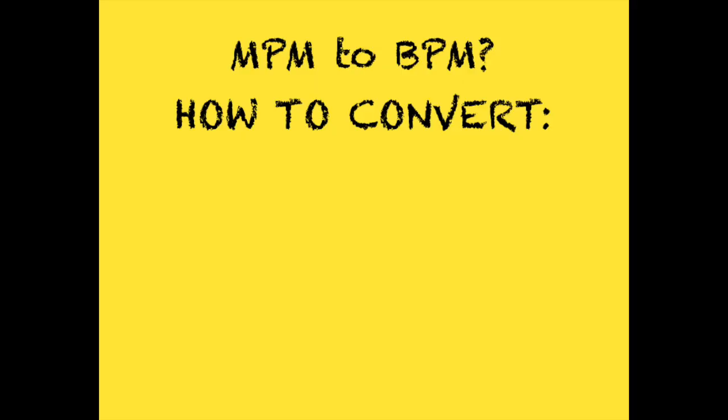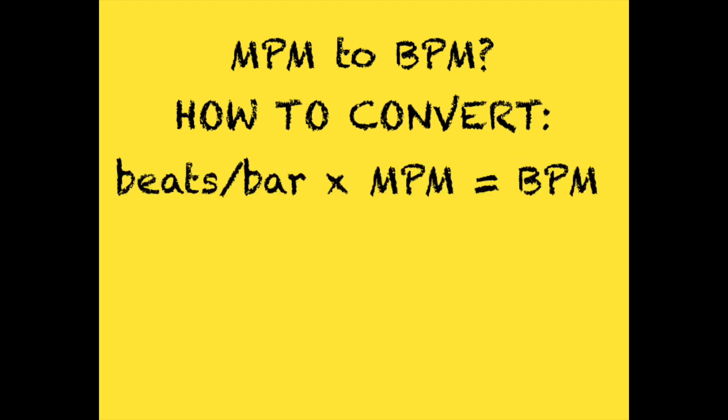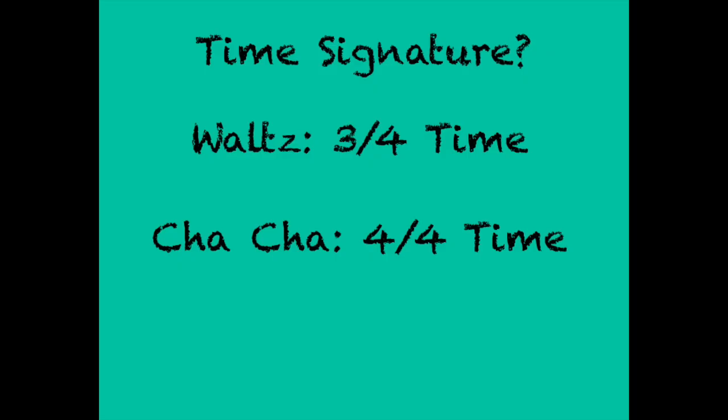To convert our MPM, or measures per minute, range into beats per minute, or BPM, you'll multiply by the number of beats per bar. I'm not going to go into an in-depth explanation of all those terms right now, but if you'd like me to make a video explaining some musical terms and concepts and how they relate to dance, comment below, I'd be happy to do it. But all you need to know at this particular moment is that the beats per bar is going to be the top number of the time signature.